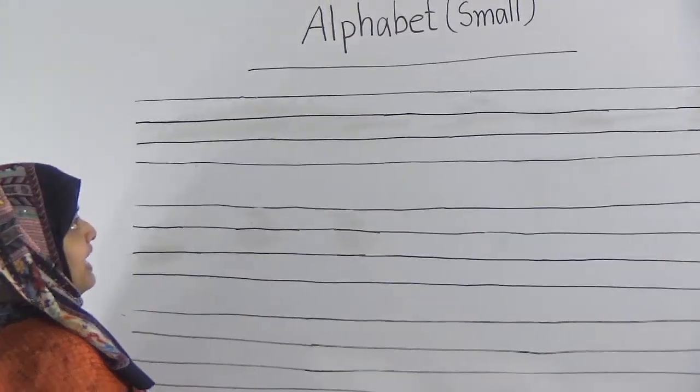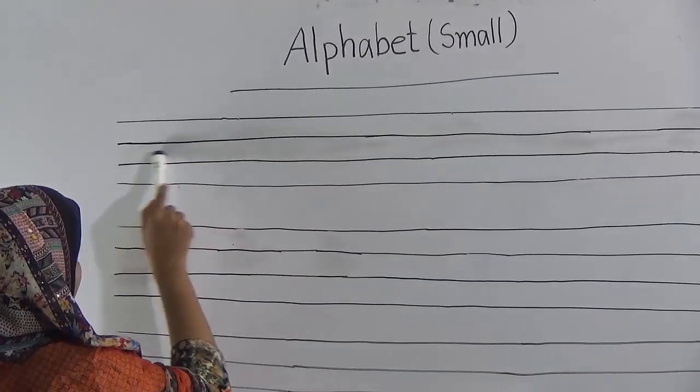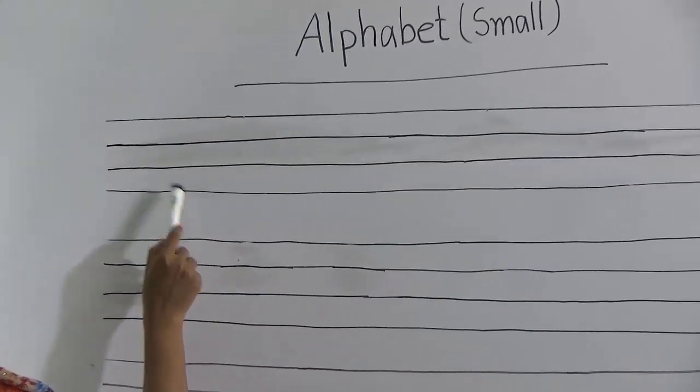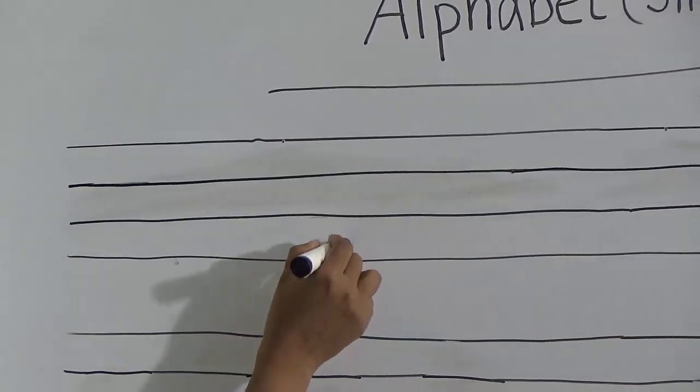Today, I am going to take English class for the students of nursery on the topic of alphabet. Students, from today, we'll take preparation for the annual examination. Let's start. Today we'll write small letters. I have drawn lines on board. In your copy, you'll find lines like this. You have to maintain the lines while writing the letters.